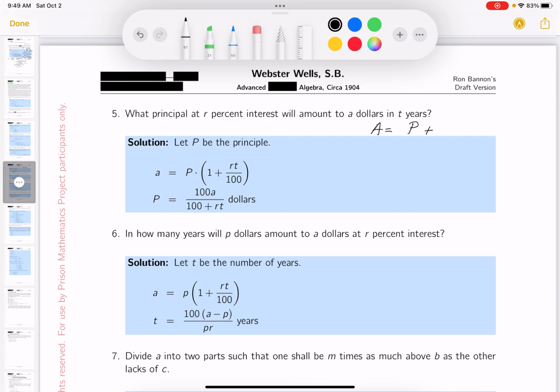And then what do you have? You have principal times the rate of interest times the number of years. And this is what's known as interest over here. And what do you do over there? Well, you could factor it out. What do you get? P(1 + RT).